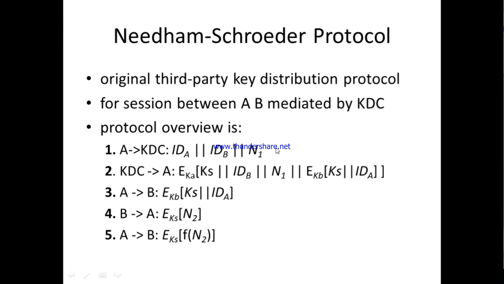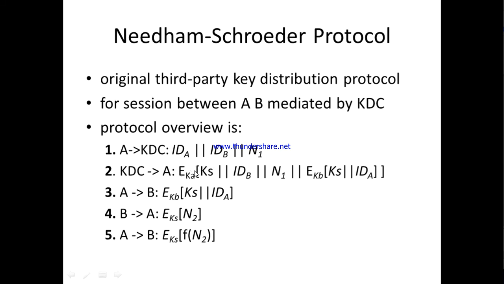That means it is informing B: when you are communicating with A, use this session key. That is what this message is. This will be concatenated with the nonce sent by A and IDB, together with the secret key, and this completely will be encrypted with the master key shared between the KDC and A. Once this message is received by A, it will decrypt it.